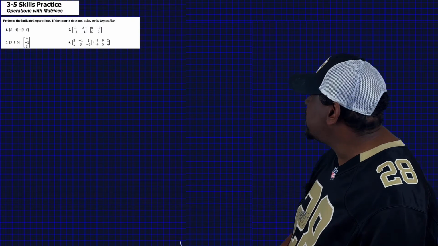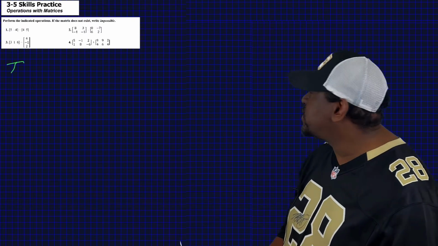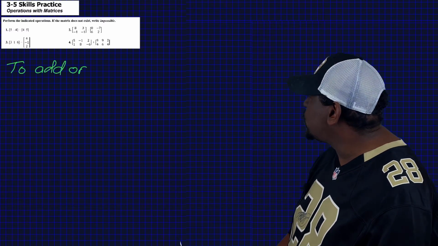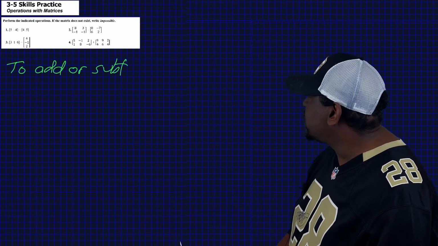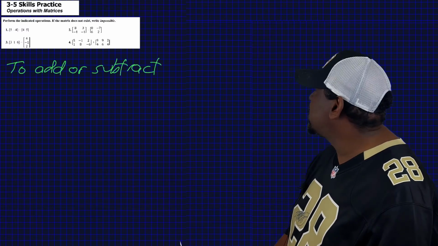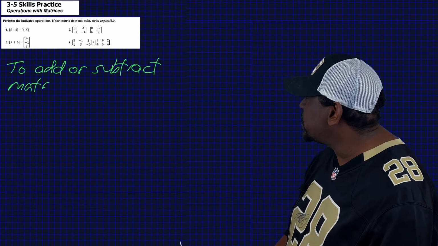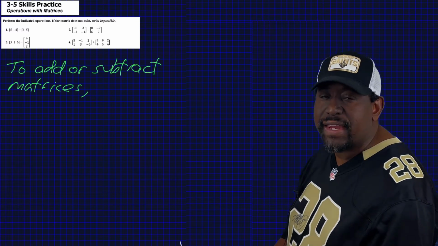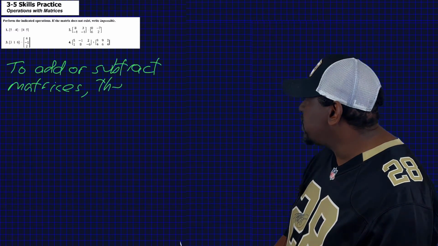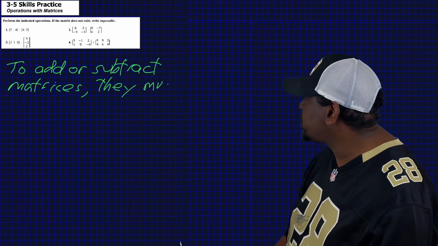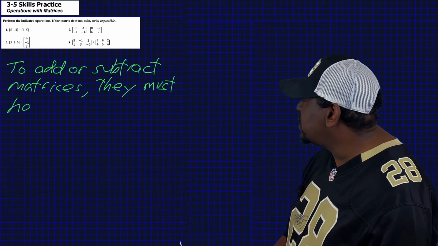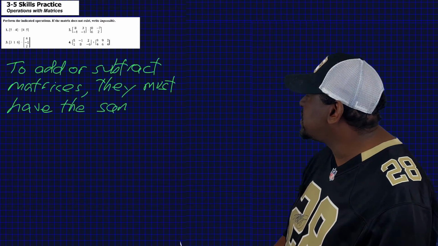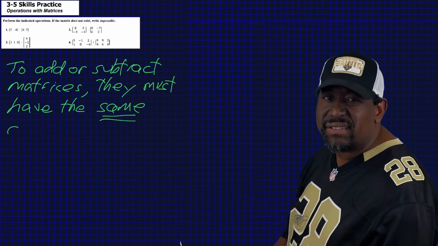So we're starting by performing operations with various matrices. They give us the first group of problems where it says perform the indicated operations; if the matrix does not exist, write impossible. So the NOLA Mathman is putting up a rule that you always want to follow when adding and subtracting matrices. To add or subtract matrices, the actual matrices you're dealing with must have the same dimensions.